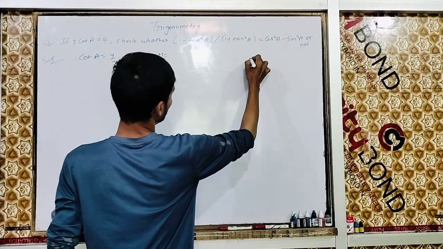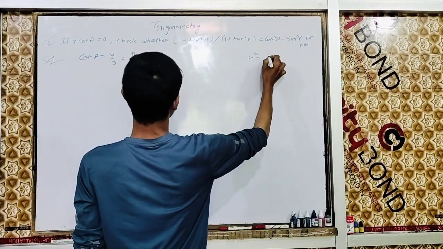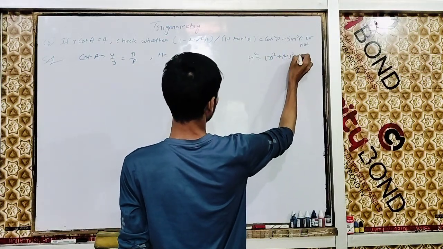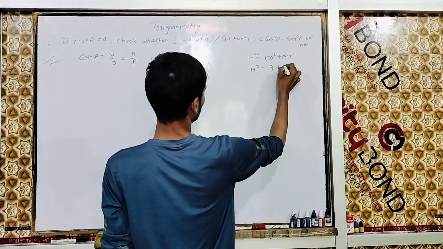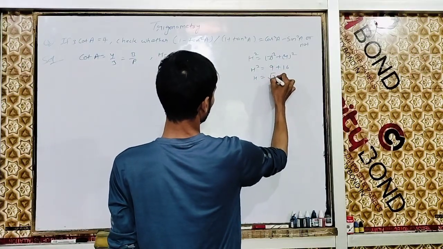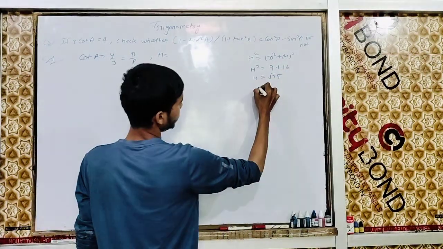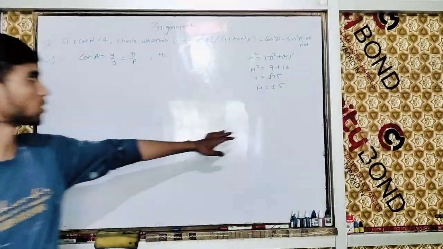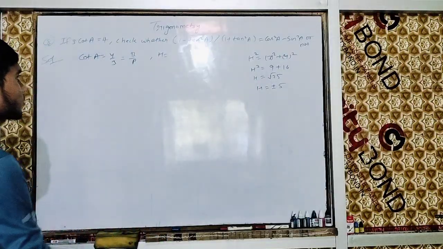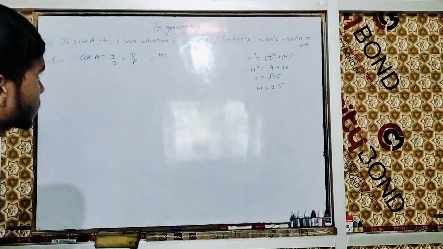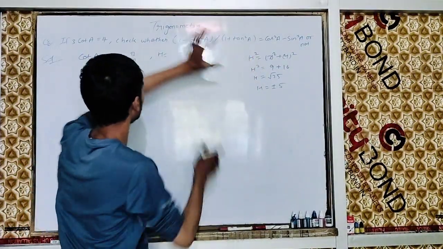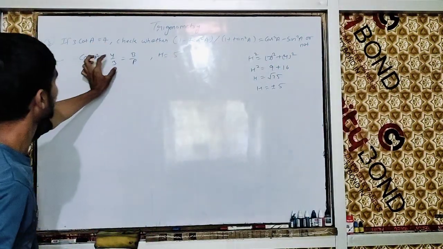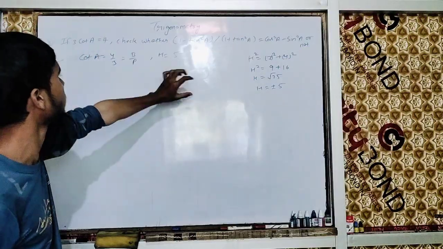For H, just 3 square plus 4 square. 3 3 is 9, 4 4 is 16, then 25. 25 is the perfect square of 5. So from this we got the measure of H, which is 5. So we have the measure of B, measure of P, measure of H.